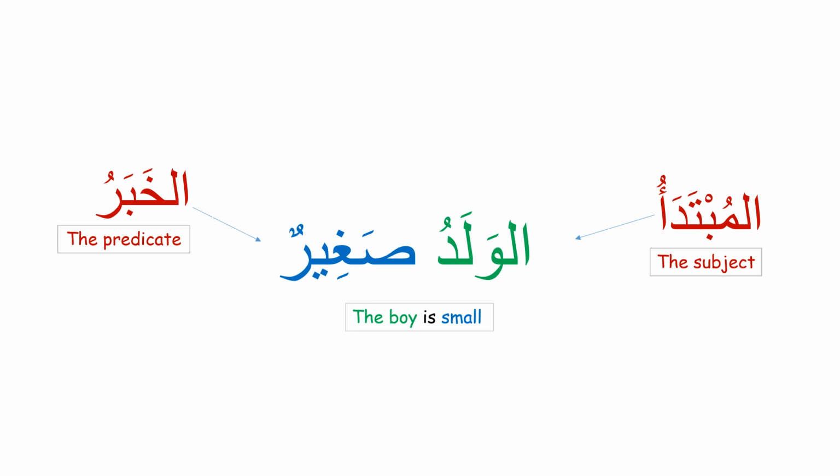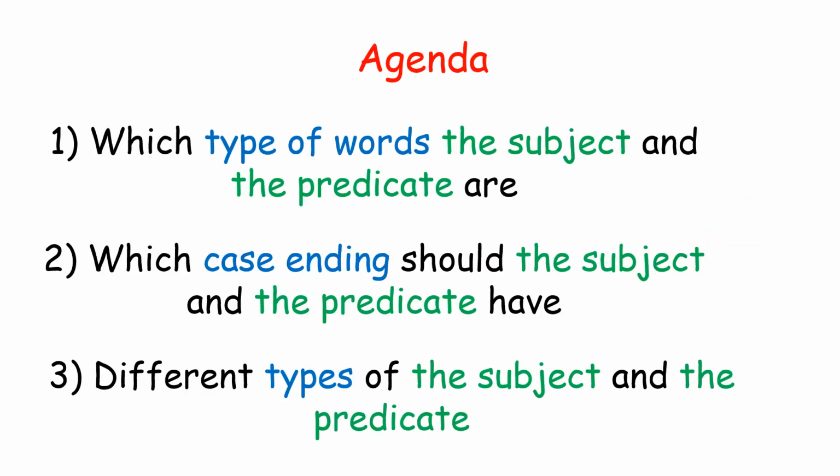Now on to the new lesson. On the agenda today, we will discover which type of words the subject and the predicate are. We will also learn which case ending should both of them have. And last but not least, we will learn the different types of the subject and the predicate that we will in due course run into as we progress with our study.